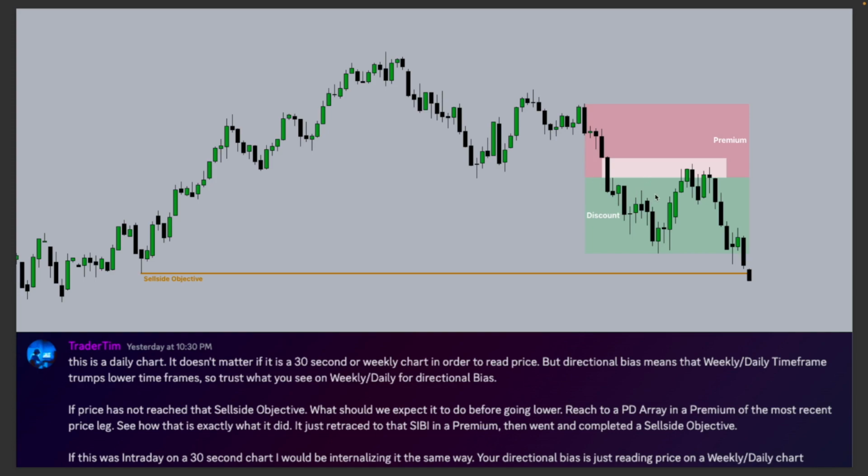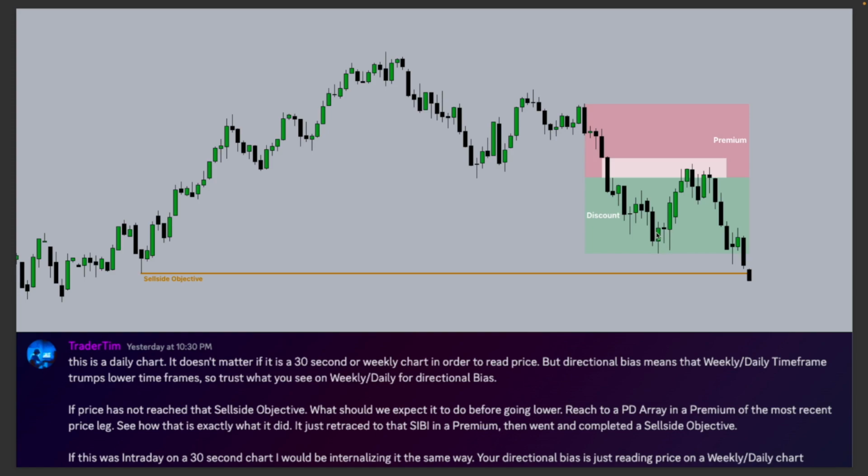But think about everyone who doesn't understand these concepts, right? When they get up to this level, they think we're going for these highs. All we're doing is, and again, if this was the 30-second chart, this would be what, like 4 minutes or something, this retracement. But it's the same thing on a daily chart. So it just takes a little more time, right?